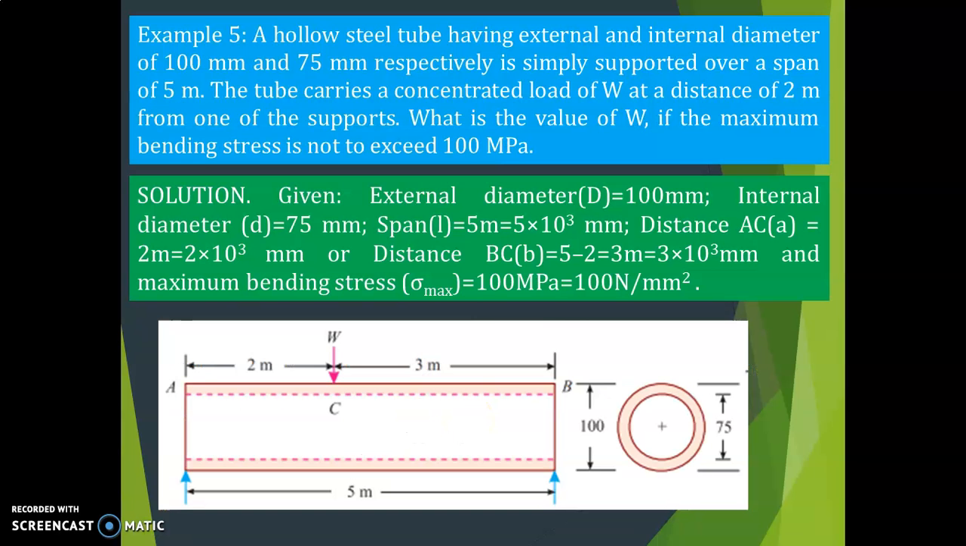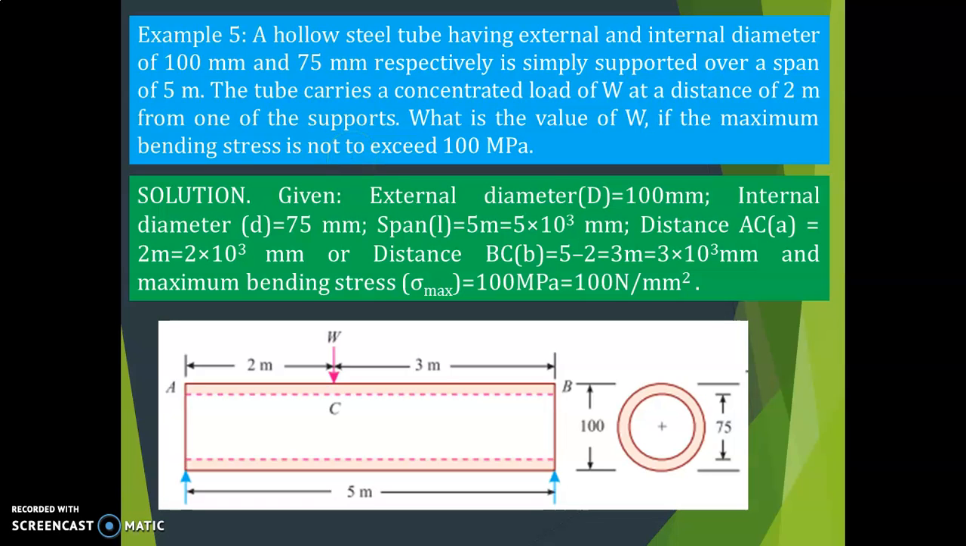Okay, let us take one more example. A hollow steel tube having external and internal diameter of 100 mm and 75 mm respectively is simply supported over a span of 5 meters. The tube carries a concentrated load of W at a distance of 2 meters from one of the supports. What is the value of W if the maximum bending stress is not to exceed 100 MPa?